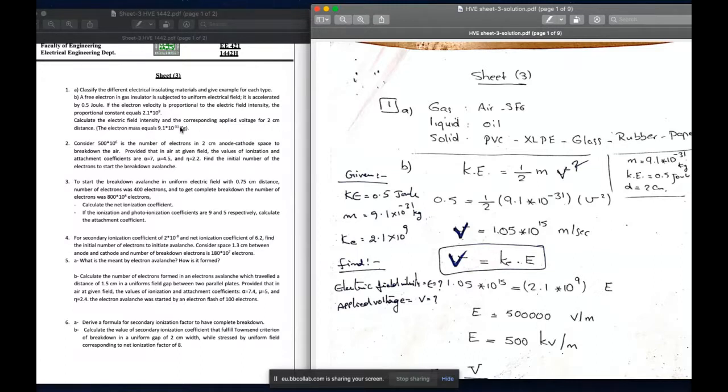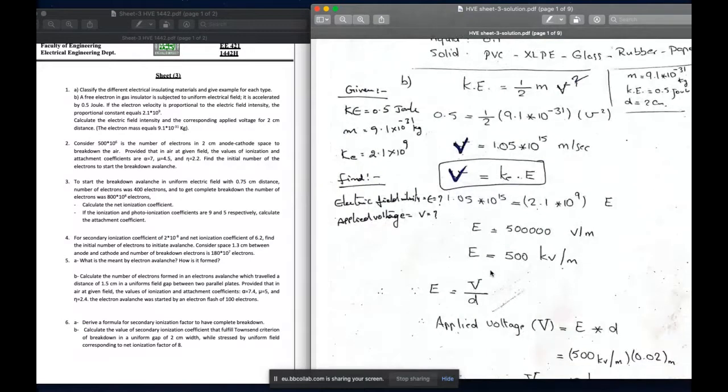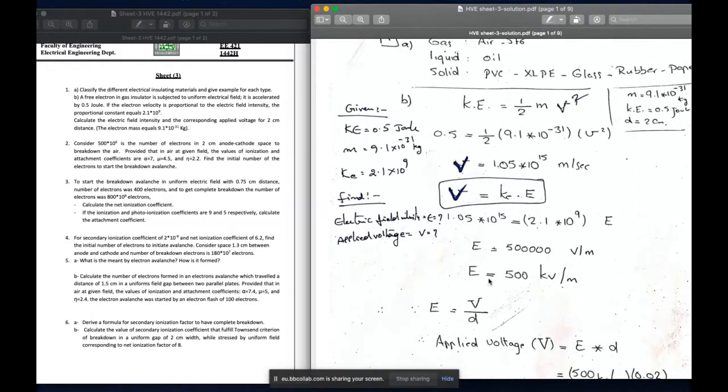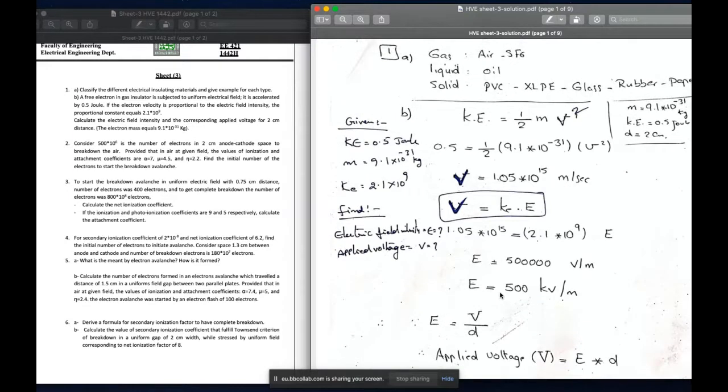Calculate the electric field intensity and the corresponding applied voltage for a 2 centimeter distance. So the distance between anode and cathode is 2 centimeters, and the electron mass is 9.1 into 10 power minus 31 kg. So that is, m is given as 9.1 into 10 power minus 31 kg. So how can we calculate the electric field? Basically we know that electric field is voltage by distance. So first of all we have to calculate the voltage.